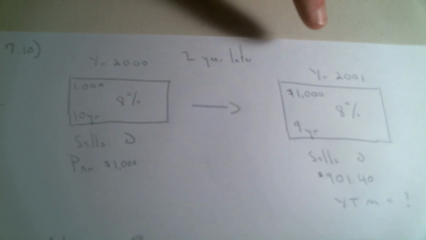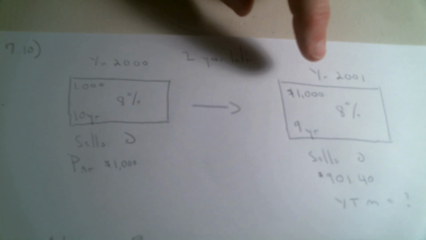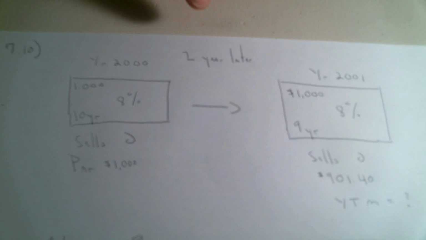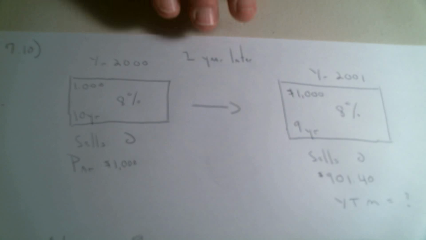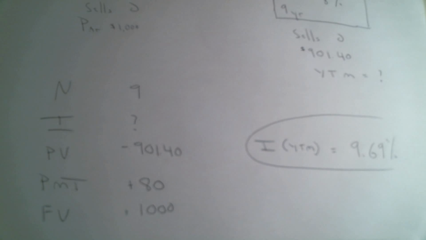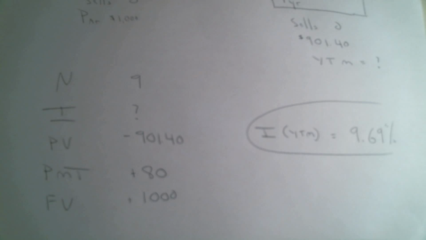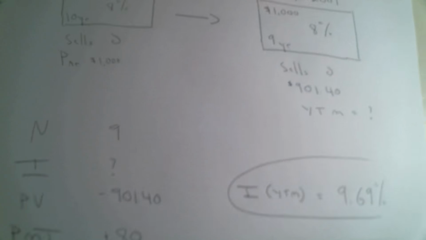Okay, sells at par. This sells at 901.40. And what is the yield to maturity? Okay, and the answer, 9.69. N is 9, PV is negative 901.4, payment 80, future 1,000.